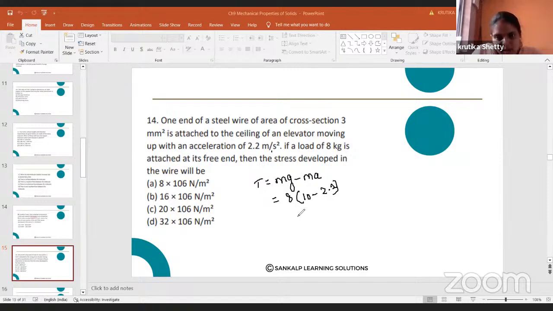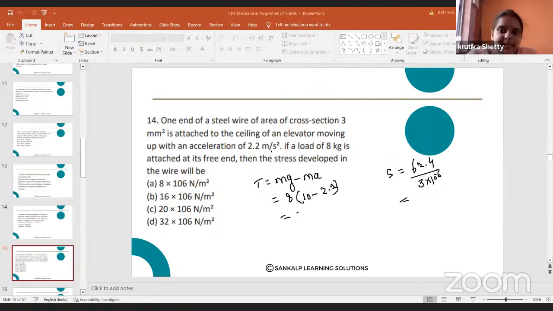see how much you are getting: 10 minus 2.2 into 8. Calculate this one. Then next use the stress formula. So here stress is equal to 62.4 divided by the area, 3 into 10 raised to minus 6. So simplify this, you will get the answer.